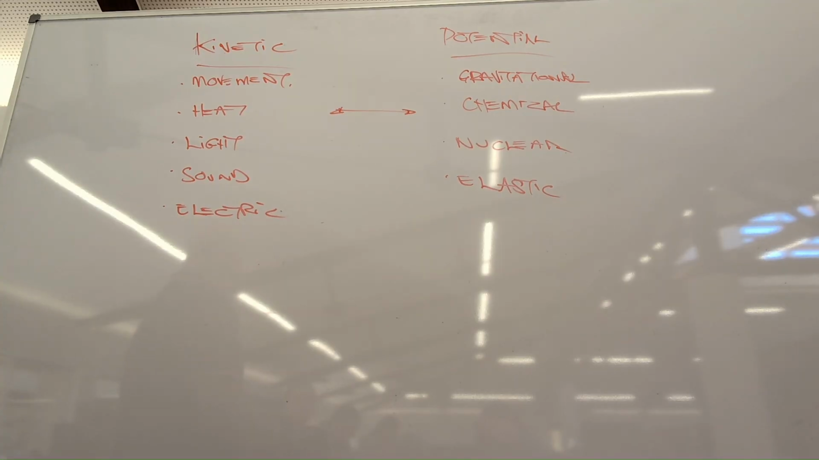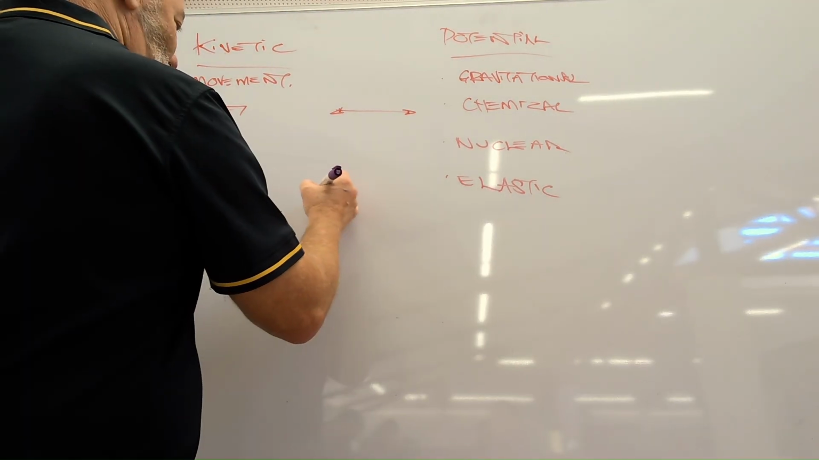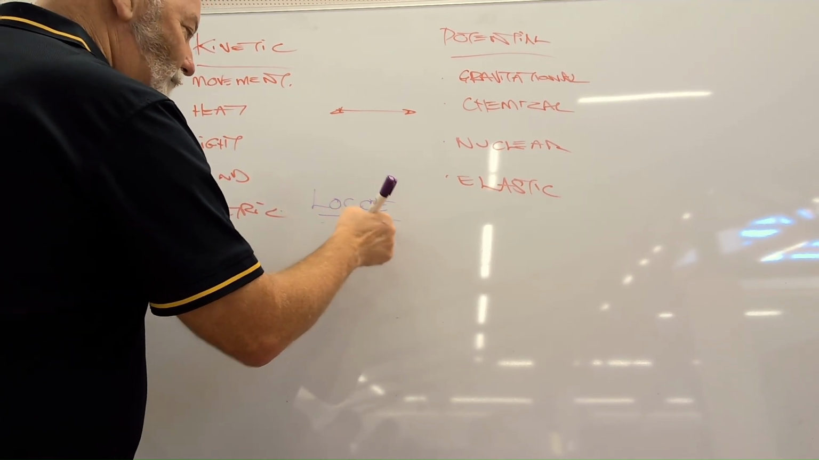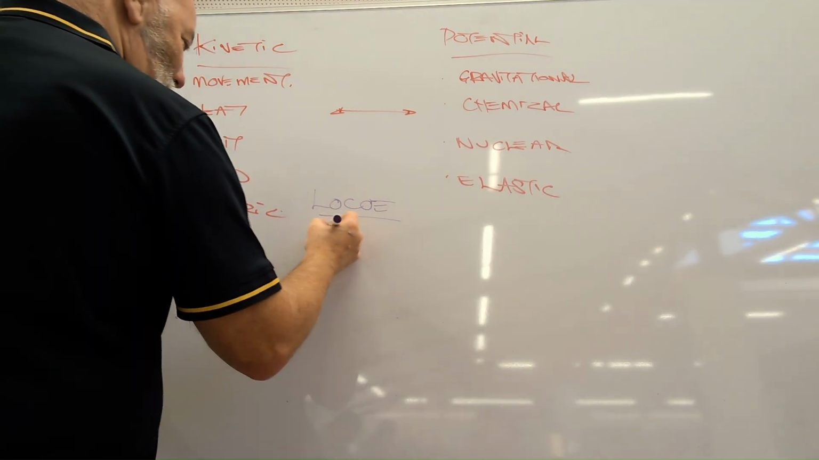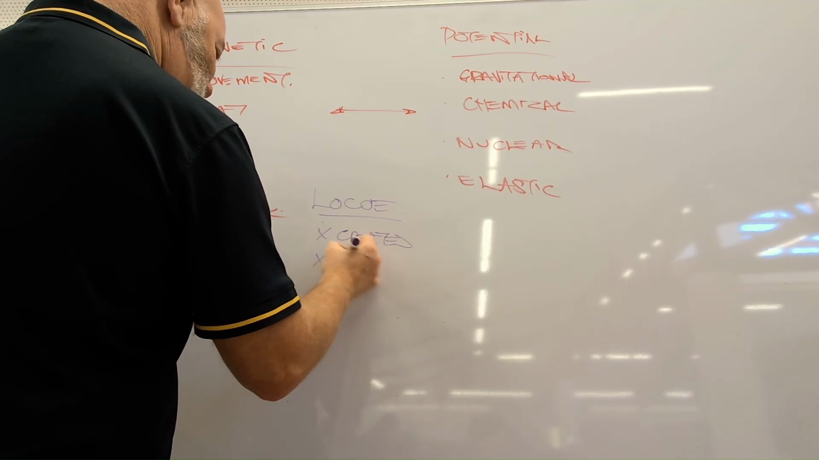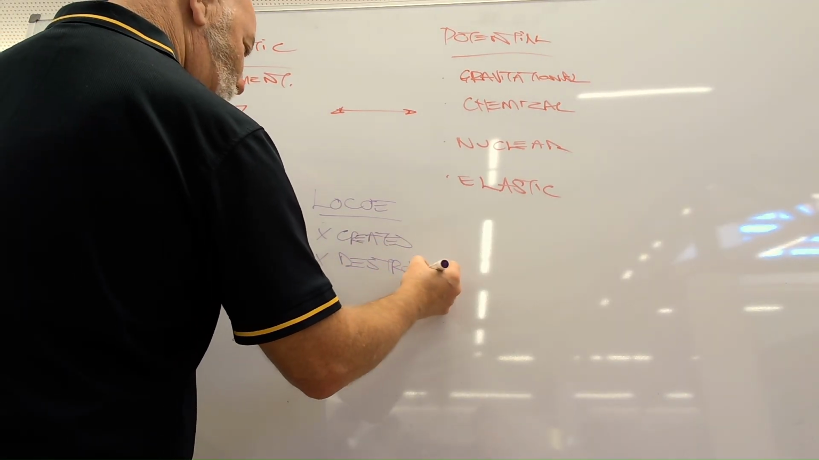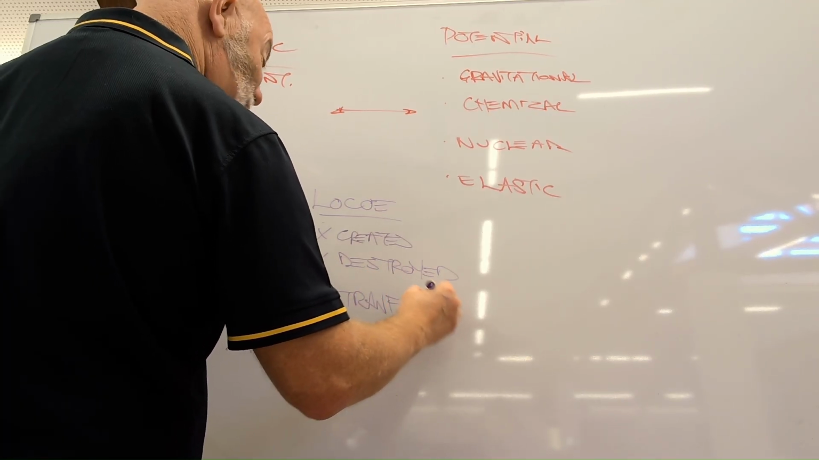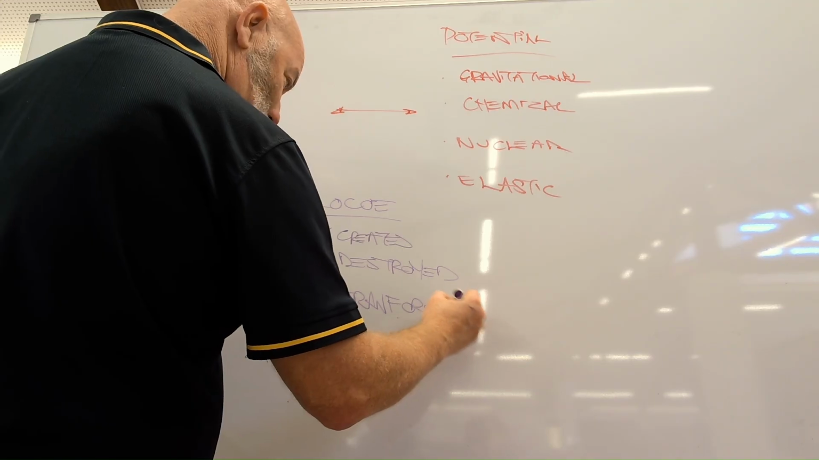The law of conservation of energy is that energy can't be created or destroyed, only transformed. LOCOE. Law of conservation of energy. Matter can't be created. It can't be destroyed, but it can be transformed or transferred if you want.